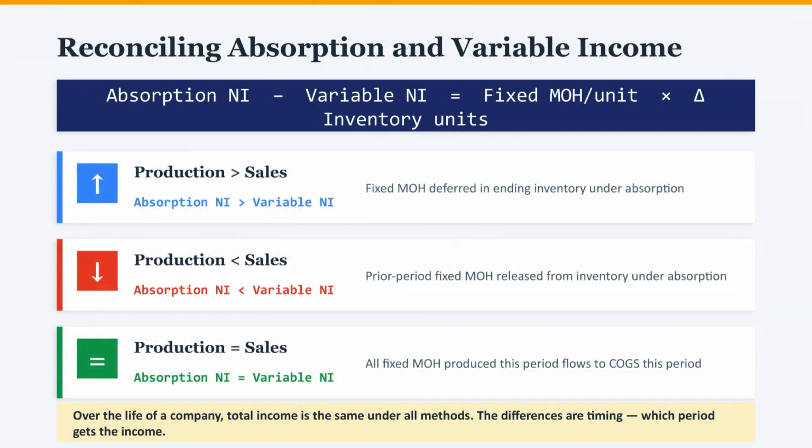This slide reconciles absorption and variable income by comparing scenarios where production exceeds, falls below, or equals sales. An equation links the difference in net income to changes in inventory levels, highlighting fixed overhead's role. Over time, total income remains equal, with only timing differences separating the methods for financial reporting.